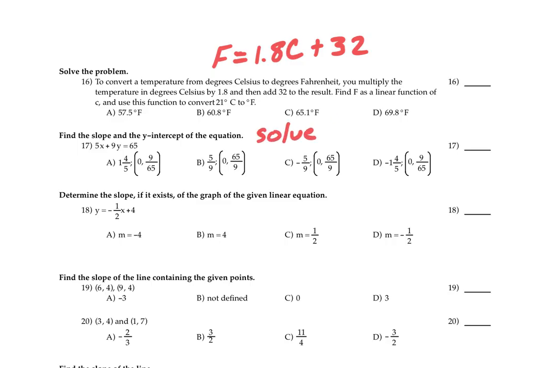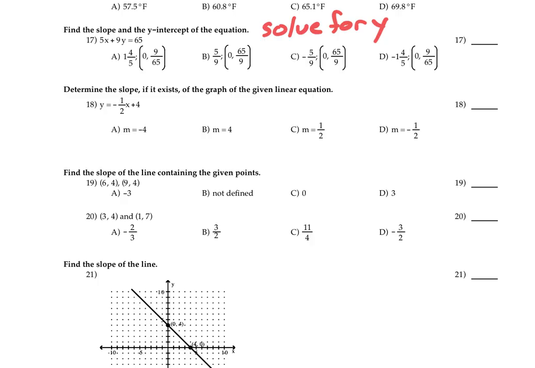On 17, they're asking for the slope and y-intercept. So if we can solve that equation for y, it would be in slope-intercept form. We should know what the slope and the y-intercept is. The y-intercept, they're writing it as an ordered pair. Ordered pair of 0, something, is my y-intercept.